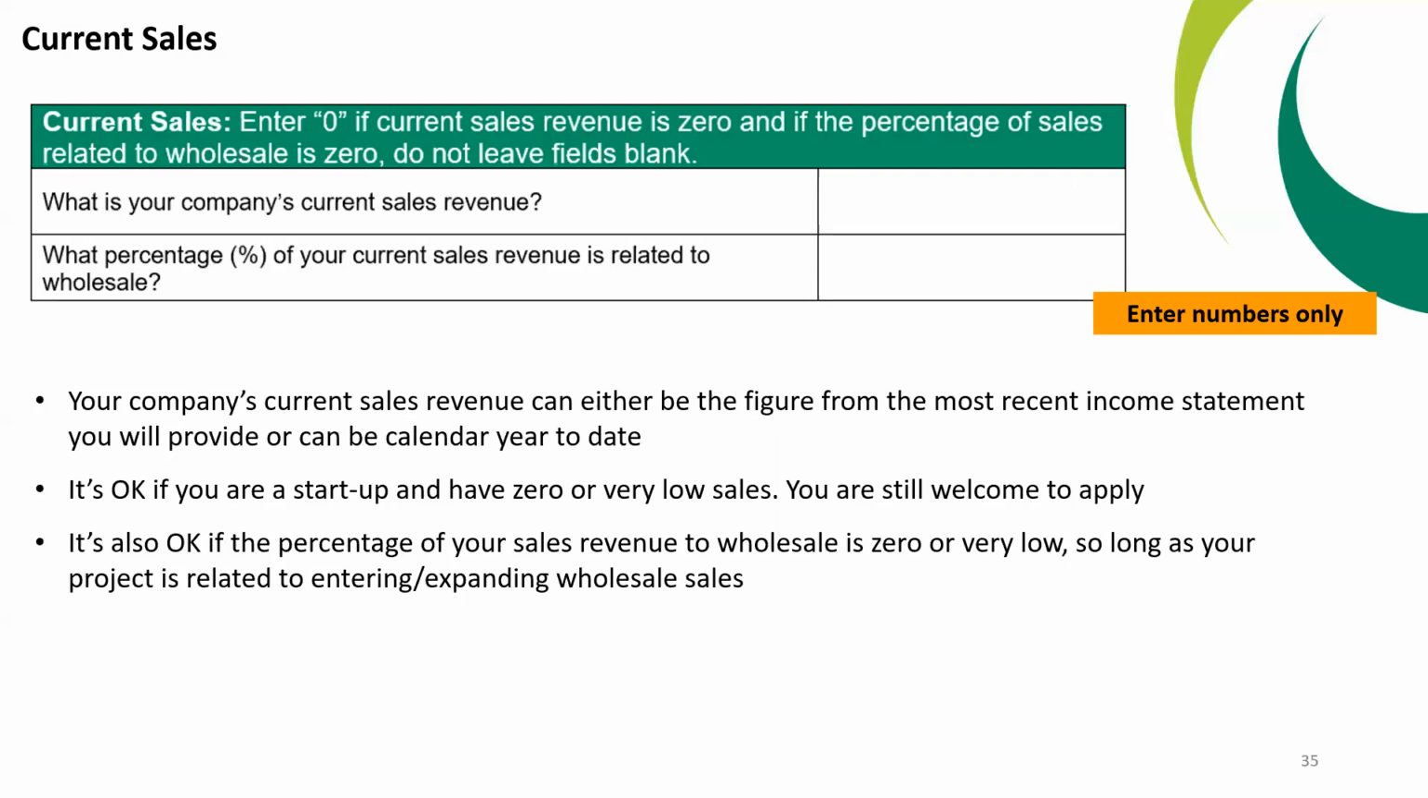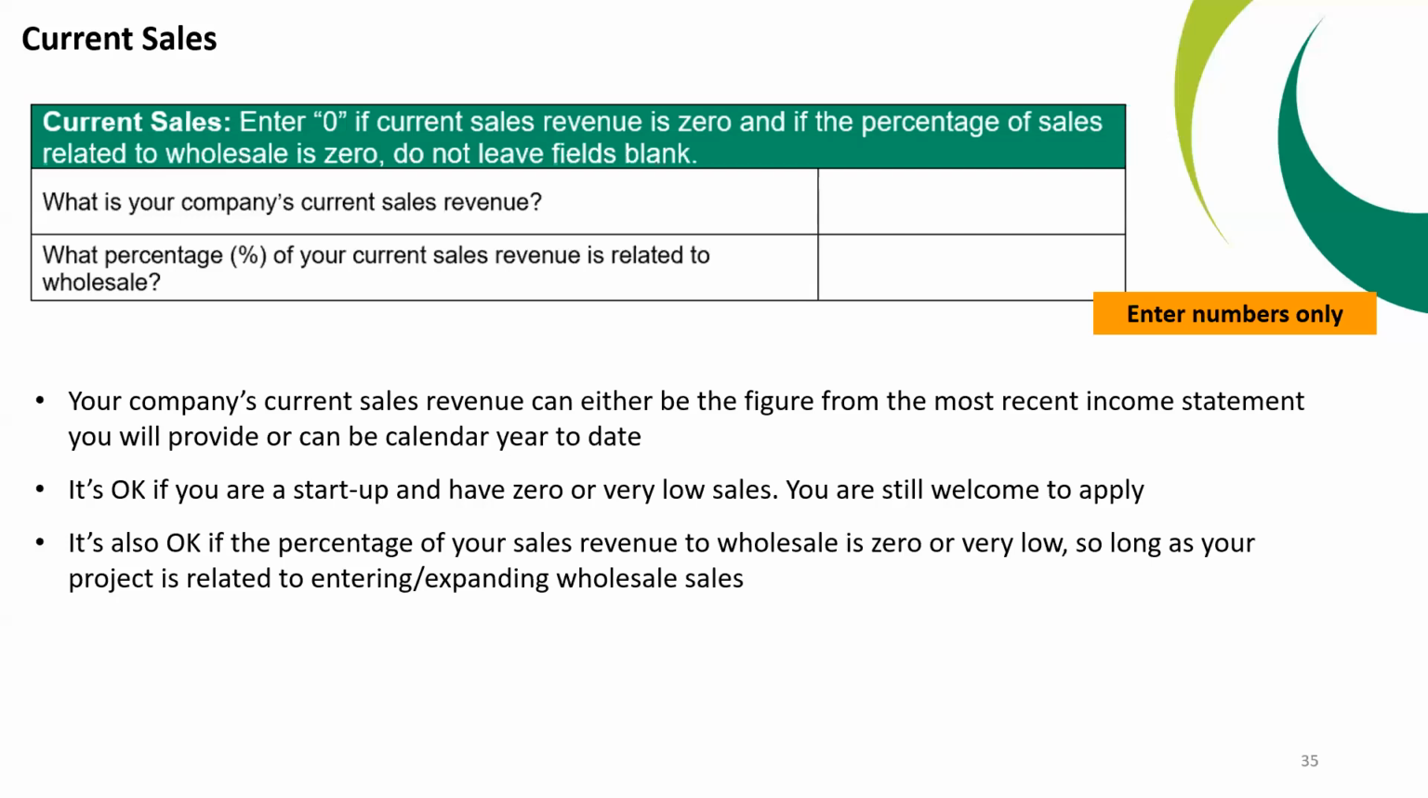What is your current sales revenue? And what percentage of your current sales revenue is related to wholesale? You may remember that when we talked about the program itself, we indicated that this program is designed for those companies who do a significant portion of their sales or plan to do a significant portion of their sales to the wholesale trade. So distributors, retailers, that sort of thing. In terms of the current sales revenue, you can just pull it from your financials that you provided, or if you know this year is looking really good so far and you want to tell us your year-to-date sales, that's fine too.